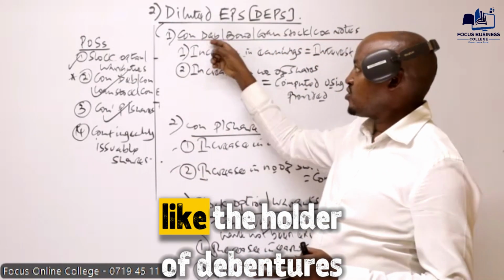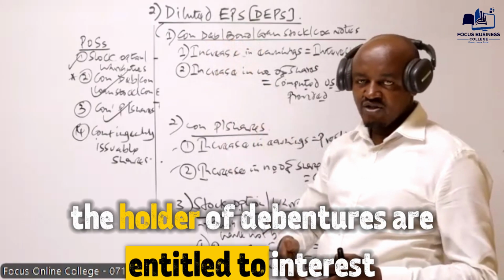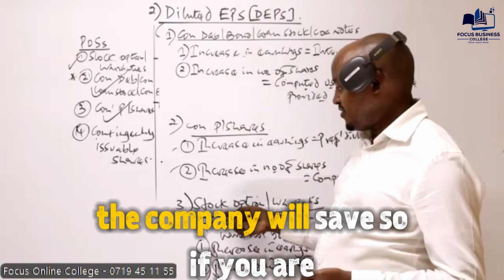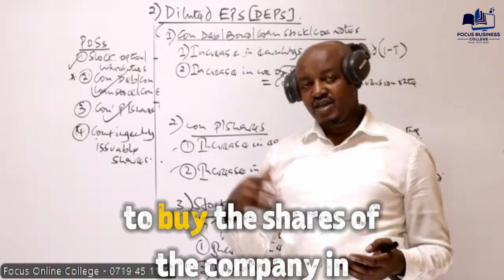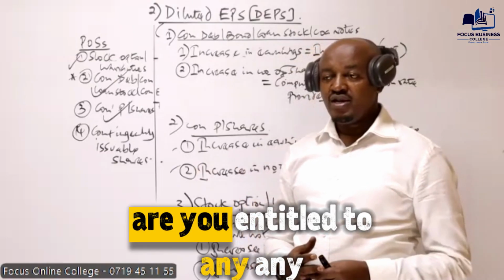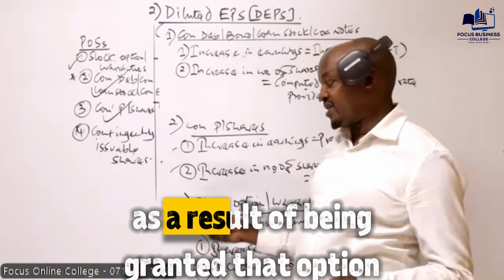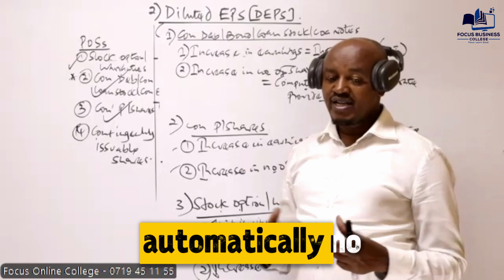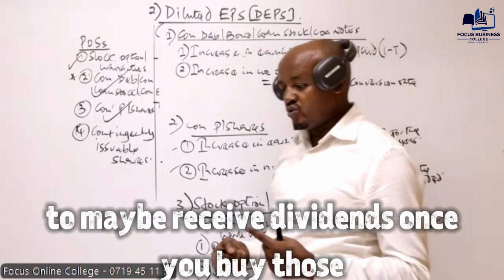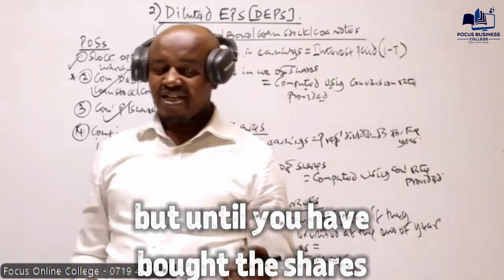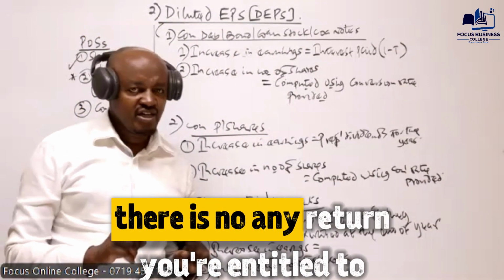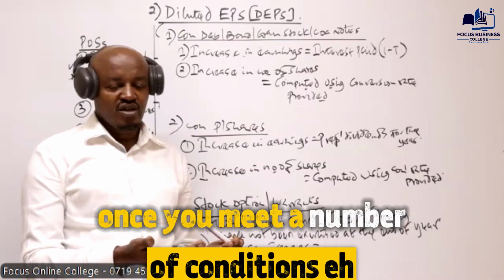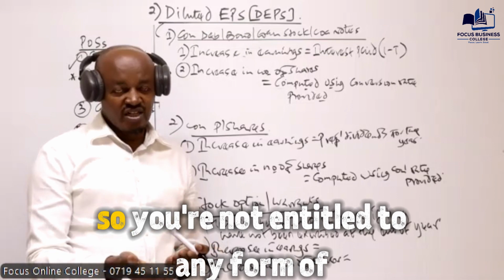Like the holder of debentures, we know they are entitled to interest. If they convert them into ordinary shares, they will not be paid that interest, so the company will save. But if you are an employee who has been given this privilege to buy the shares of the company in the future, are you entitled to any form of return as a result of being guaranteed that option? Automatically, no. You will only be able to receive dividends once you buy those shares. Until you have bought the shares, there is no return you are entitled to. You have just agreed with your company that once you meet a number of conditions, you will be able to buy the shares of the company. So you are not entitled to any form of return.